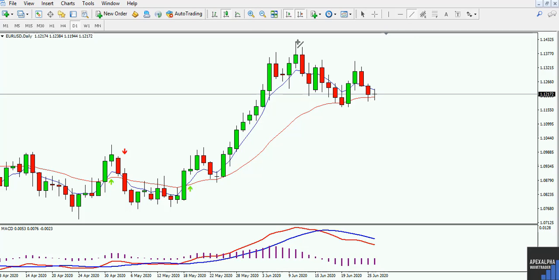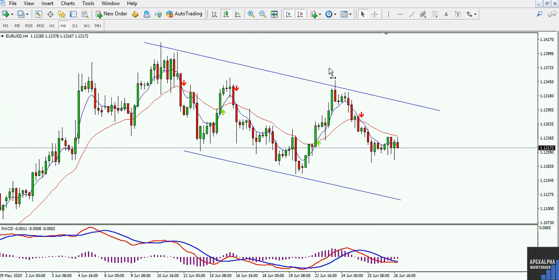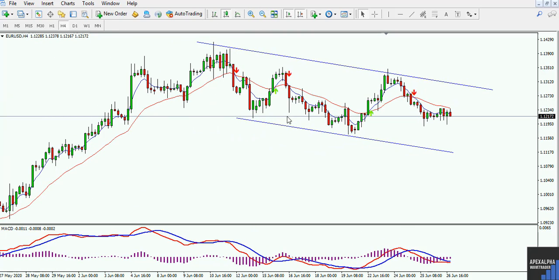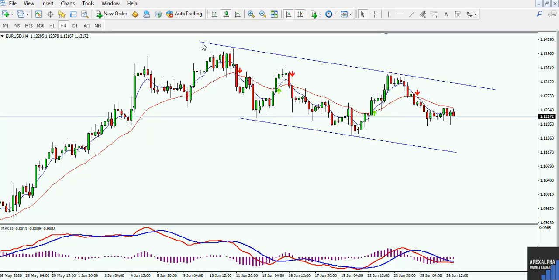And if I were to draw the lines like so, forgive me for running through this. I'm trying to be as fast as I can. Okay, so you can see here, this is what's going on. We have a complex corrective pattern going on here. One moment, just want to make this a little bit more defined.